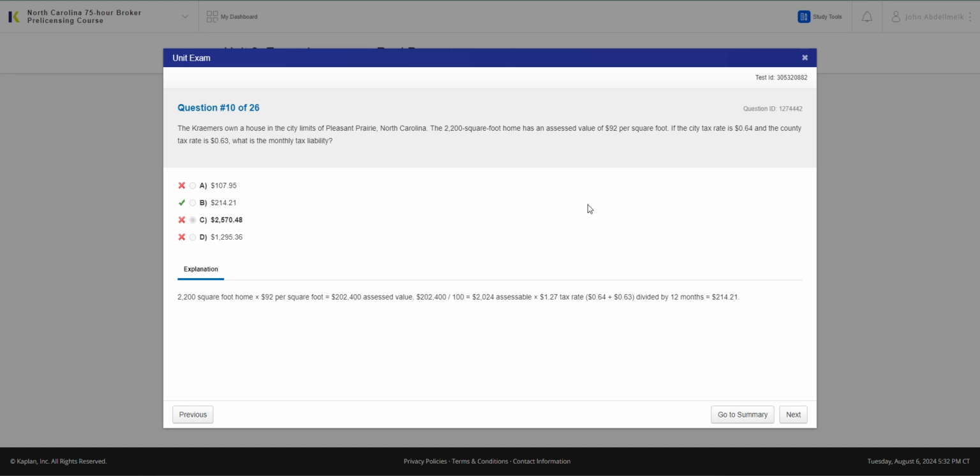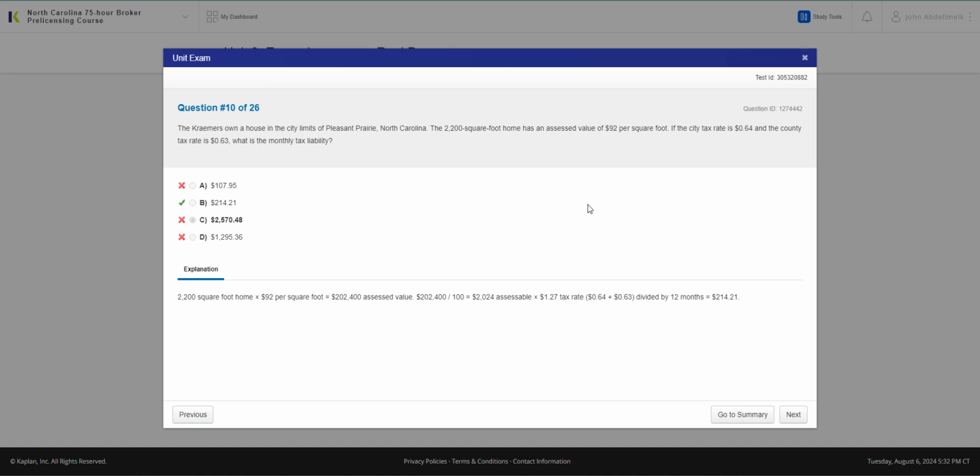This is number 10. And I'm going through this with you guys because I want to show you the mistakes I made. So we have a 2,200 square foot home, right? And you multiply that by $92 per square foot, you get $202,400, and you're only going to be able to be assessed on that per 100.